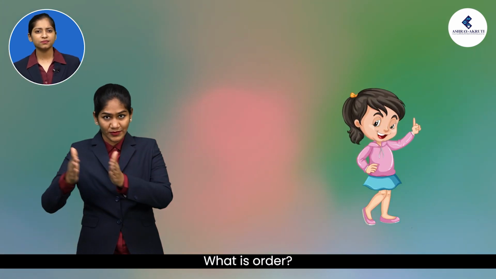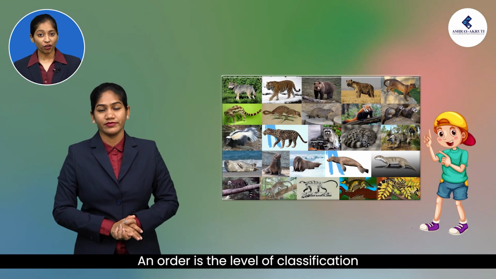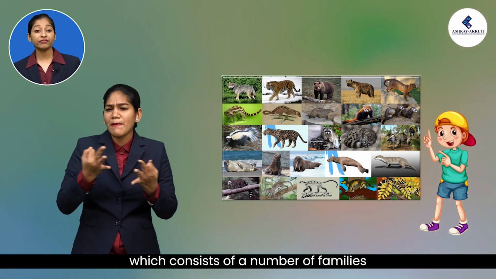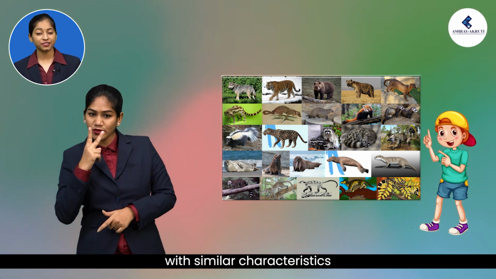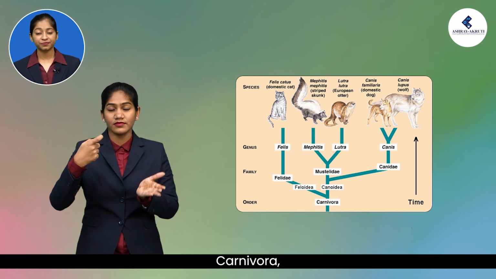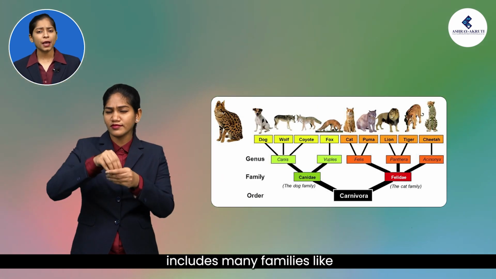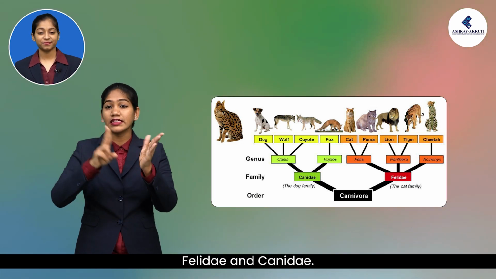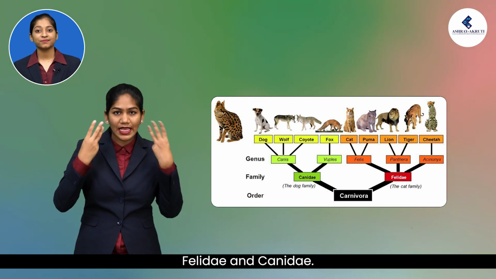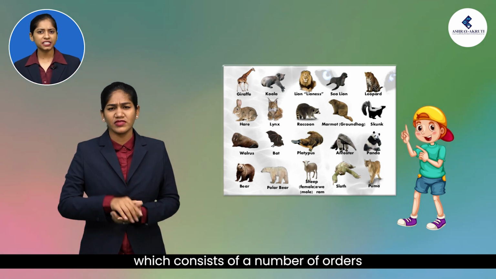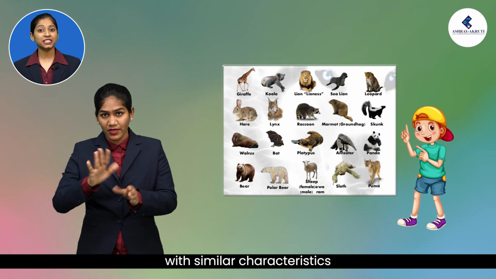What is order? An order is the level of classification which consists of a number of families with similar characteristics. Example, the order Carnivora includes many families like Felidae and Canidae. What is class? A class is the level of classification which consists of a number of orders with similar characteristics.